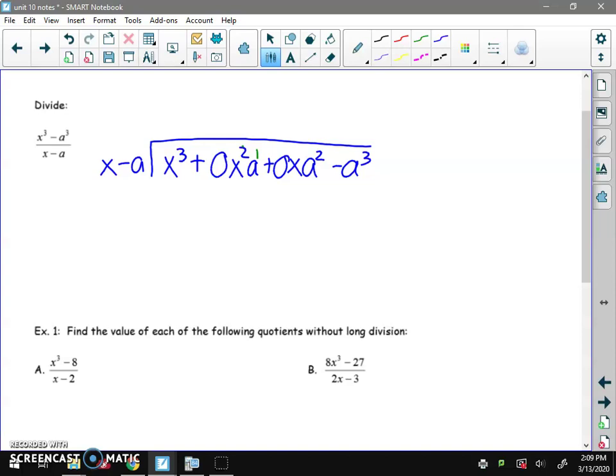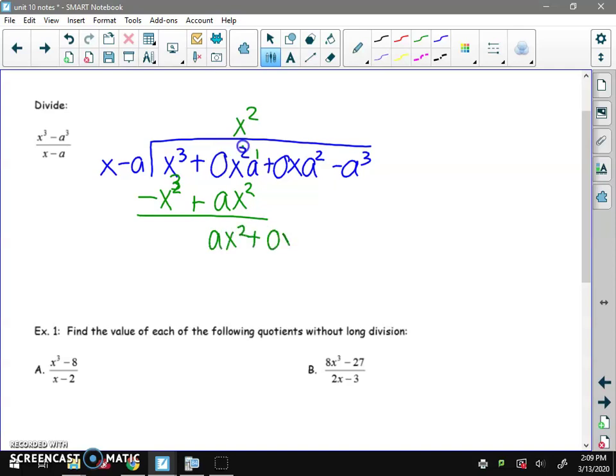So it works the same as yesterday. I want to be able to eliminate the x cubed. So I need to multiply by x squared. So x squared minus ax squared. Whoops, I'm at x cubed right there. Change your signs, and you get ax squared.